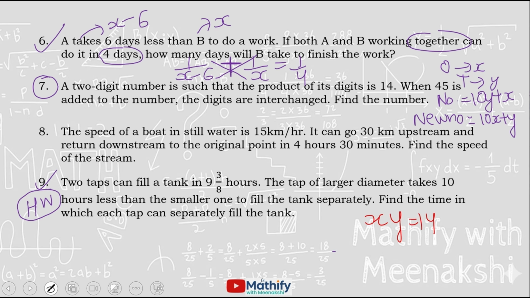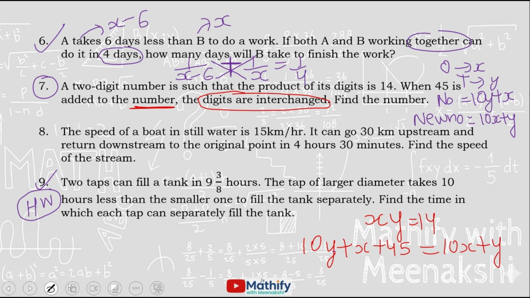Let's move to the second equation. When 45 is added to the number, that means they're talking about the original number. When you add 45 to 10y plus x, the digits are interchanged, so you will get 10x plus y. Now you can simply transpose it and solve this. Here you can use the substitution method. You can put y as 14 by x in your second equation, because then it becomes a quadratic equation.